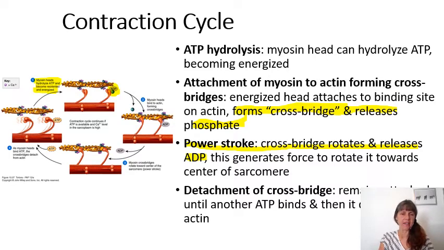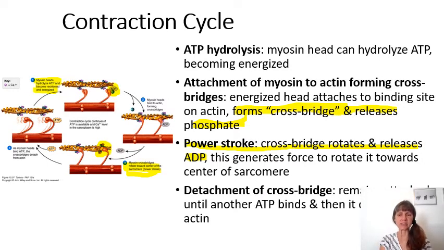We are now at this part down here. We've had the end of the power stroke occur. The only way that more power strokes can occur is to detach the actin and the myosin. These are still bound together.